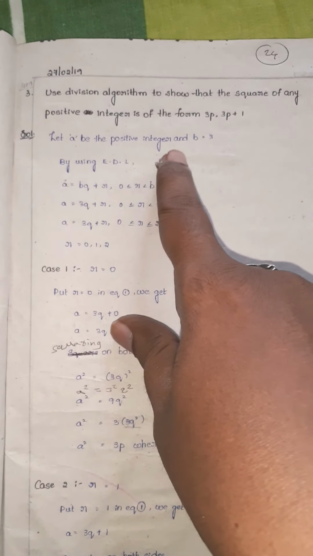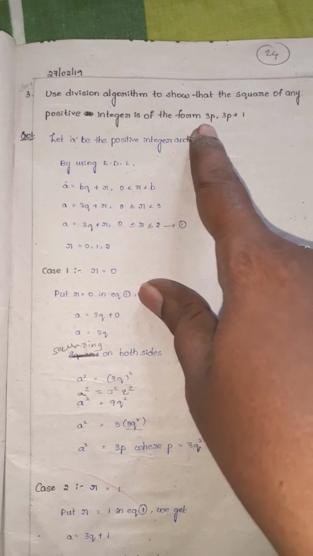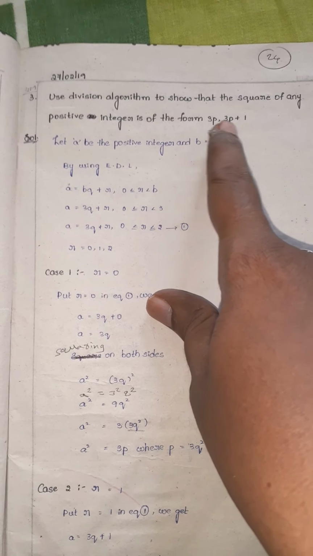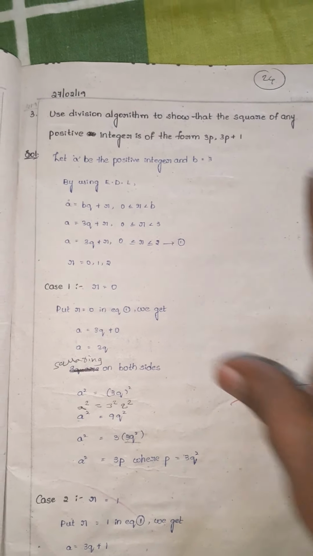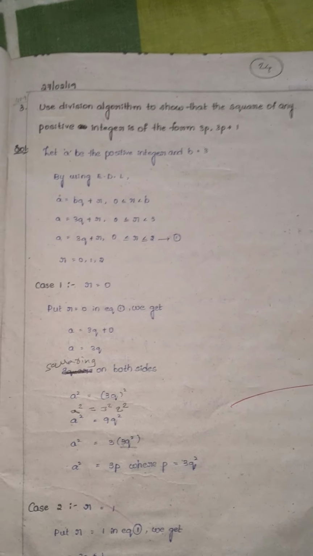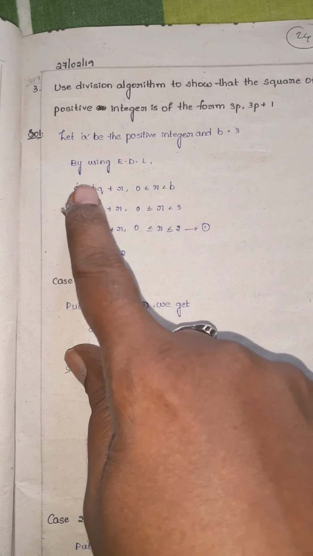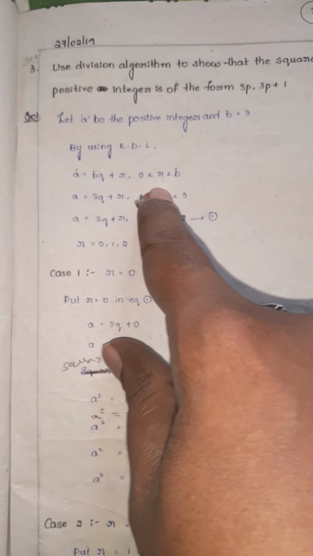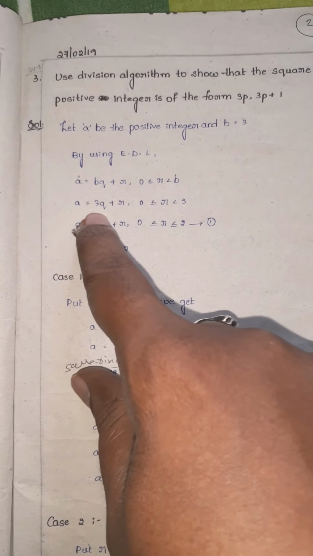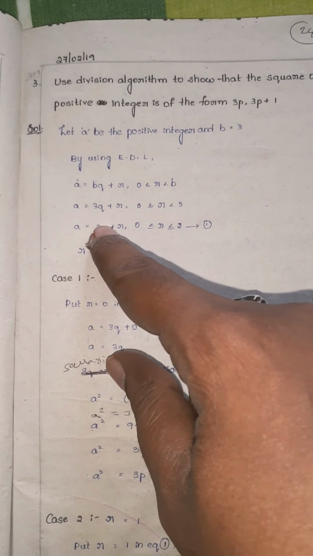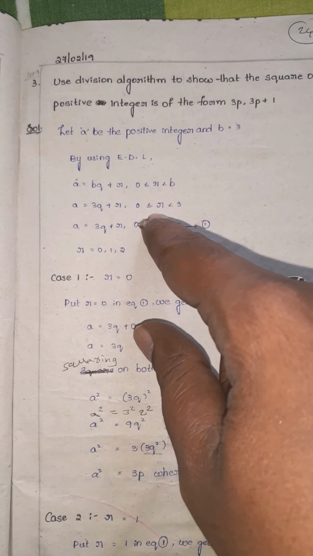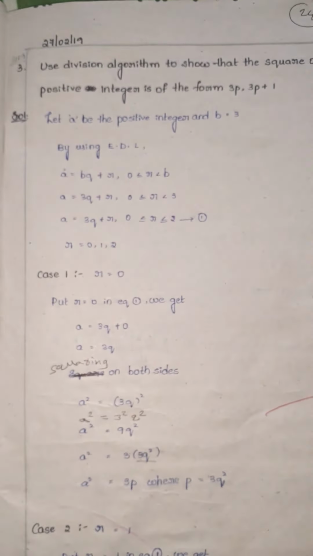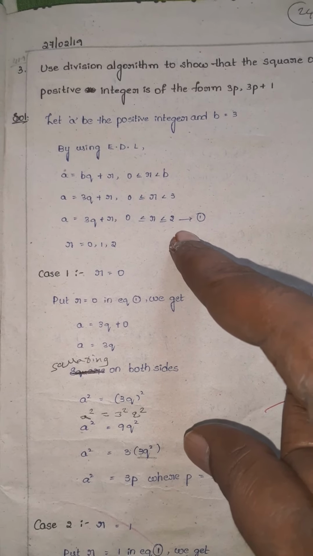So let a be the positive integer and b is equal to how much? Here what is the variable of the quotient? p. Here also p. So the quotient's constant is how much? 3. Here also 3. So b value is 3, meaning the divisor value is 3. By using Euclid division lemma, what is the formula? a is equal to bq plus r, 0 less than or equal to r less than b. So a is equal to, b value is 3, 3q plus r, 0 less than or equal to r less than 3. So a is equal to 3q plus r, 0 less than or equal to r less than or equal to 2.